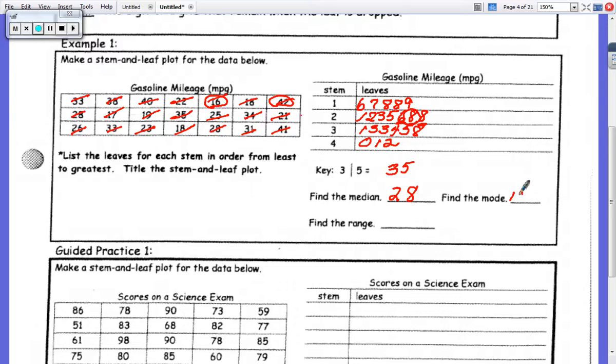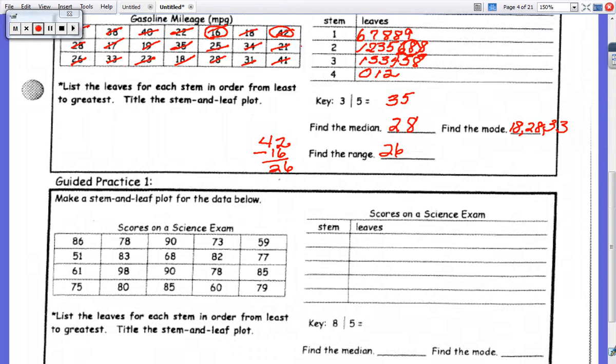The mode is the number that occurs most often. And 18 occurs twice, 28 occurs twice, and 33 occurs twice. So those are all three considered the mode. To find the range, you take the highest number, which is 42, and subtract the lowest number from it, which gives us a range of 26. And there's our first chart. Okay, let's do the next chart.